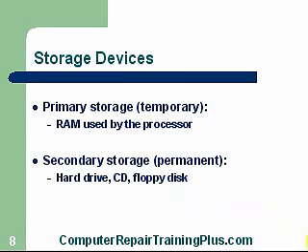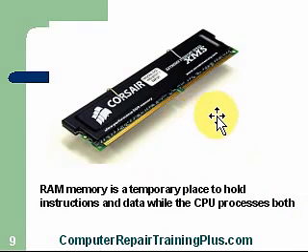This is a picture of a Corsair RAM module. RAM is again temporary holding. These have a slot on here for connecting them to the motherboard. They're fairly easy to connect. They just push straight down into the motherboard. It says RAM memory is a temporary place to hold instructions and data while the CPU processes both.